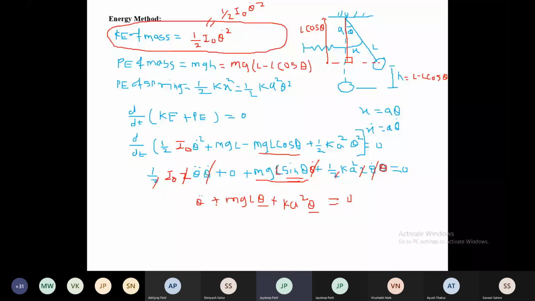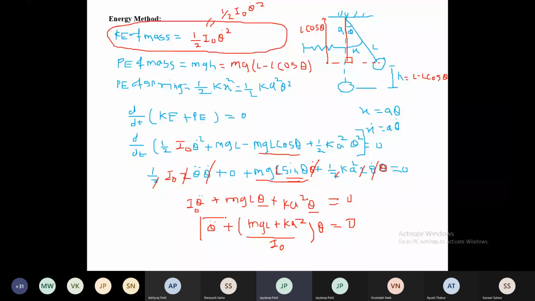Or you have to write down theta double dot plus, into bracket, mgl plus k a square divided by I O, bracket complete, theta is equal to 0. This is the equation of motion. You will get the same as the equilibrium method.